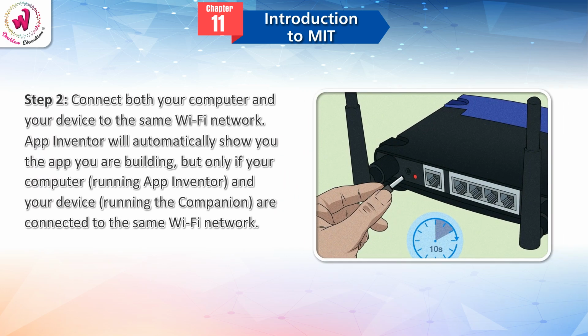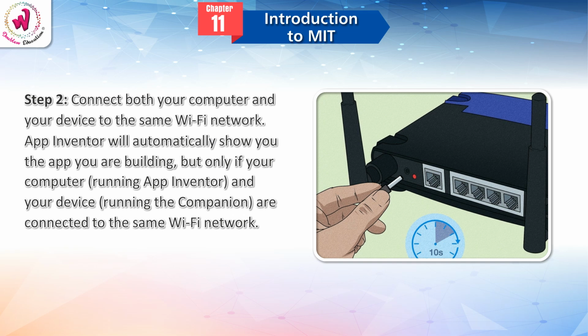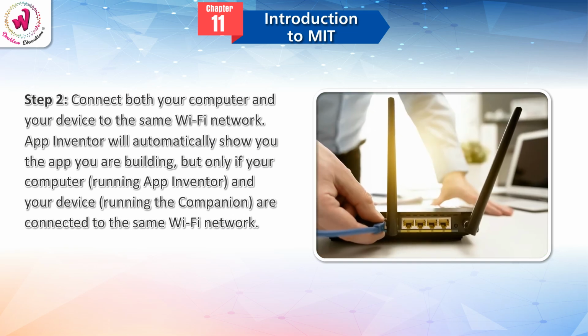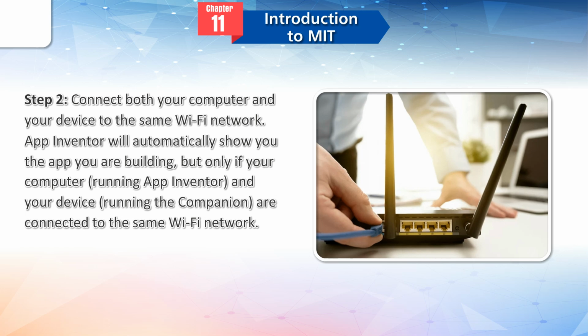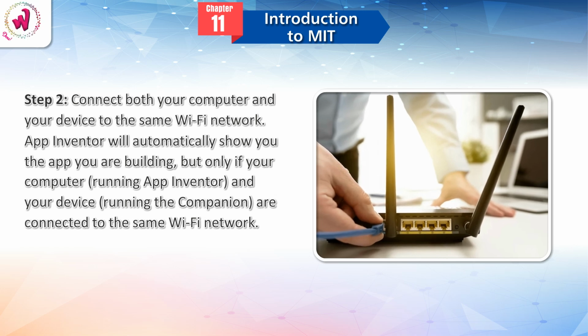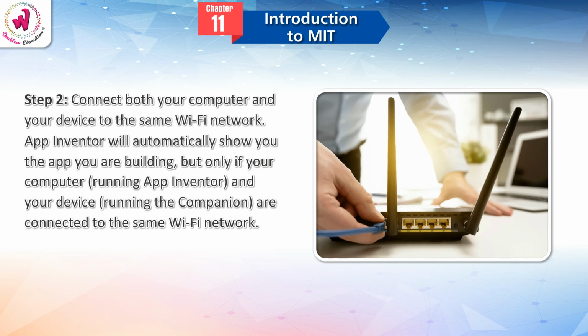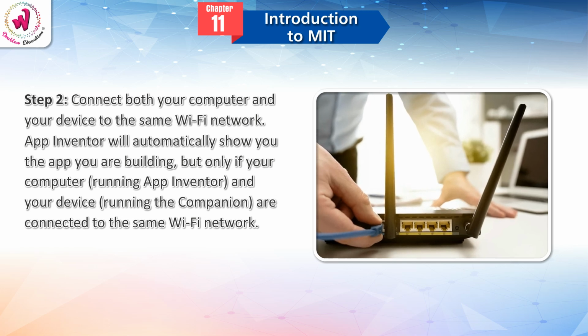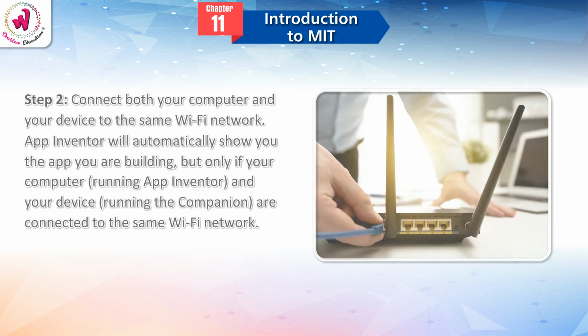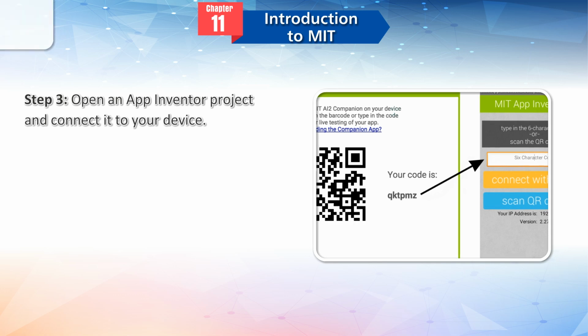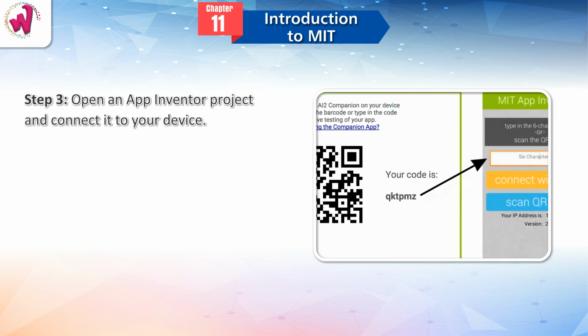Step 2. Connect both your computer and your device to the same Wi-Fi network. App Inventor will automatically show you the app you are building, but only if your computer running App Inventor and your device running the companion are connected to the same Wi-Fi network. Step 3. Open an App Inventor project and connect it to your device.